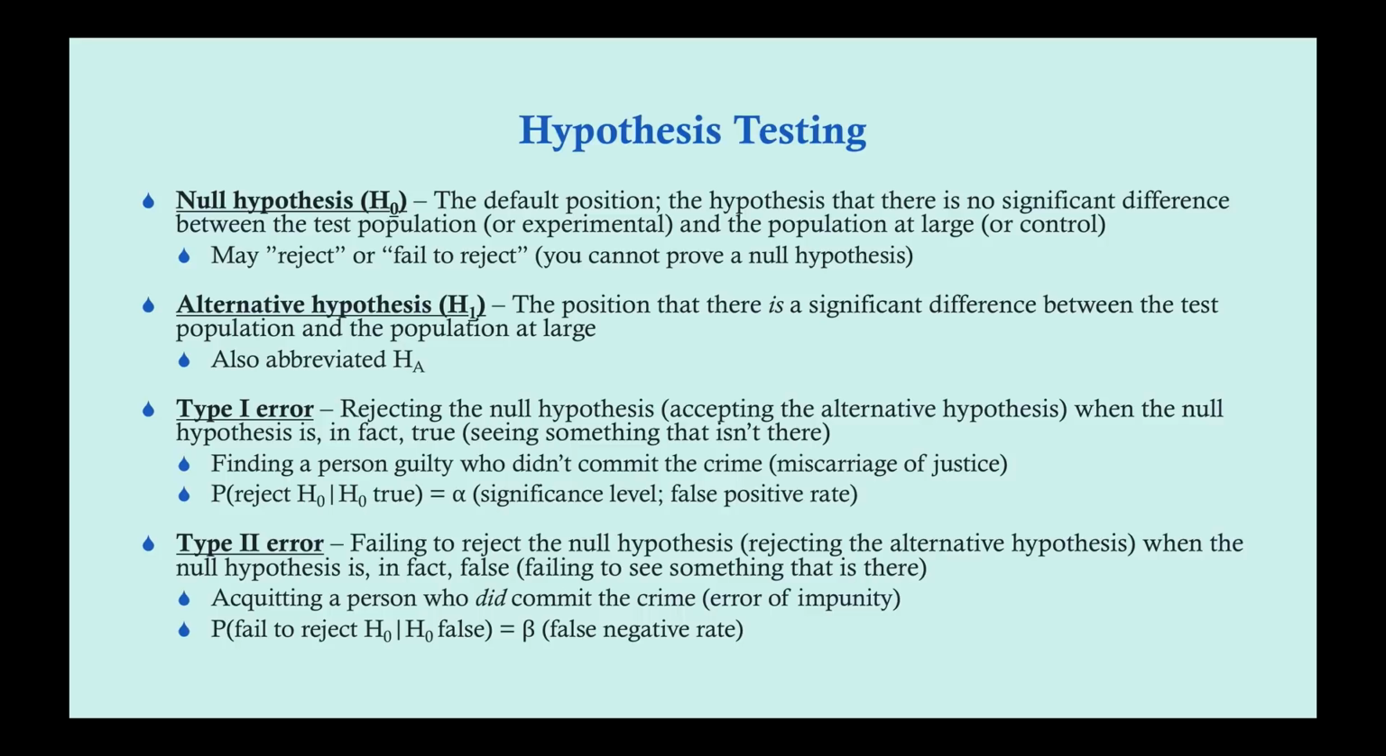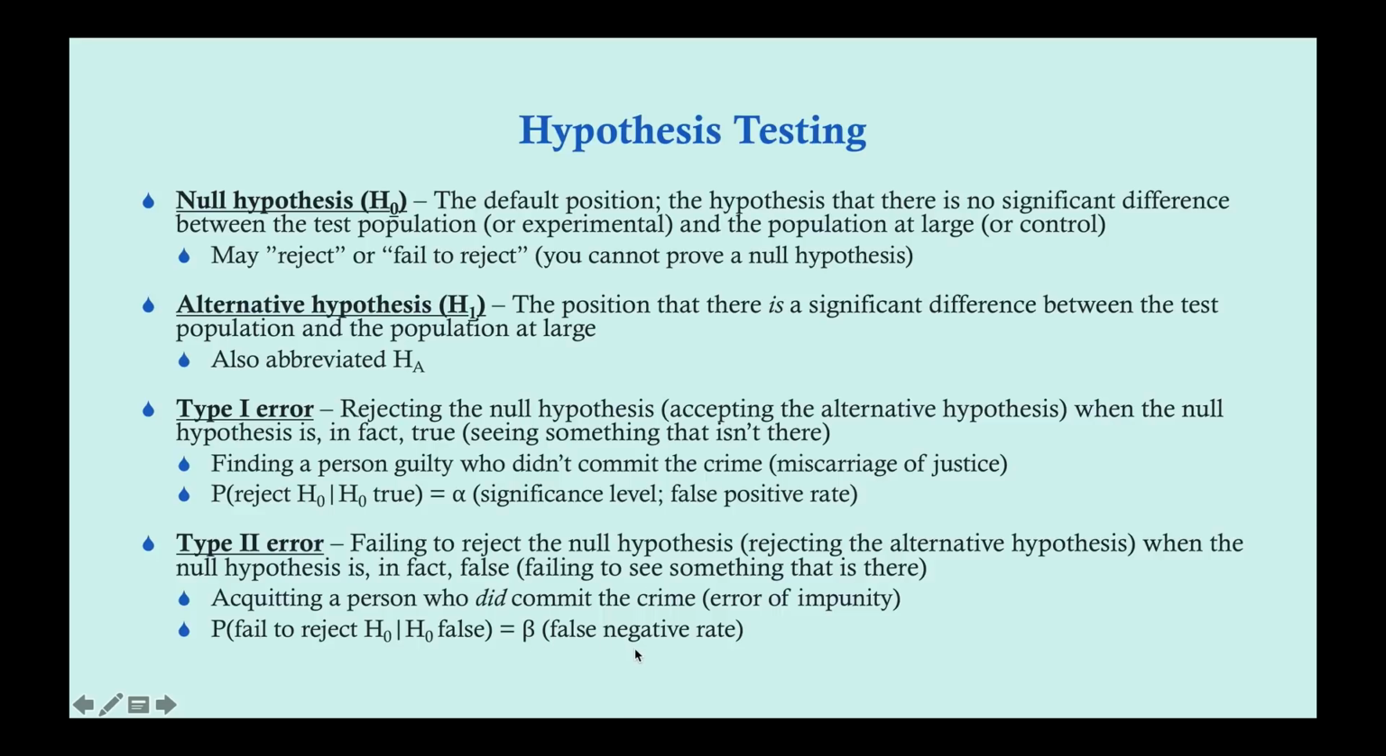But anyway, getting back to the point, failing to reject the null hypothesis that a person is not guilty would be finding the person not guilty. So that would be acquitting the person when in fact the null hypothesis was false, they committed the crime. So this would be like an error of impunity. The probability of failing to reject the null hypothesis when in fact the null hypothesis was false would be equal to a rate called beta, which again is a decimal value less than 1.